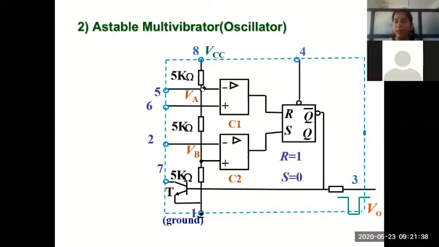Can you see VA? VA is also connected to pin 5, which is the control voltage pin. And here we have 2/3 VCC, the voltage across 2 resistors. Okay, inverting terminal it goes. Then to the lower comparator, we use the voltage across a single 5K resistor. It will be 1/3 VCC, and that is given to the positive terminal of the lower comparator.